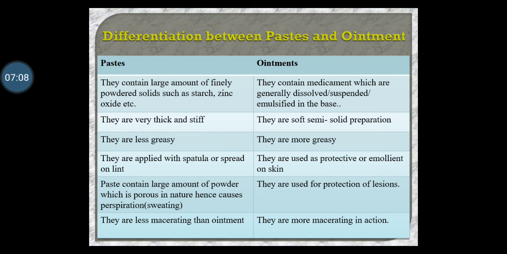Paste contains a large amount of powder which is porous in nature, hence causes perspiration or sweating. Ointments are used for protection of lesions. Pastes are less macerating than ointments, means they do not show a soothing effect. Then ointments are more macerating in action, means the softening action is more compared to paste. This is the basic difference between the paste and ointment. This is a very important question from the exam point of view.